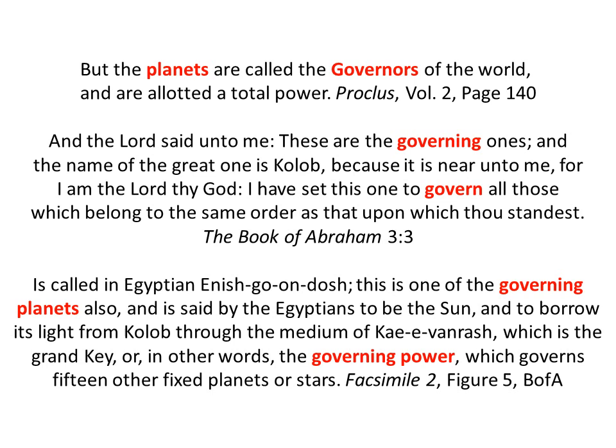Then the other one is from facsimile 2, figure 5, in the Book of Abraham, is called in Egyptian Enish-go-on-dosh. This is one of the governing planets also, so the same kind of theme there, and is said by the Egyptians to be the sun, and to borrow its light from Kolob, which was another one of the governing planets, through the medium of Kai-Van-Rash, which is the grand key, or in other words, the governing power. So he uses these terms, governing planets. I'm not sure how great this looks as far as Joseph stealing it out of the Proclus.